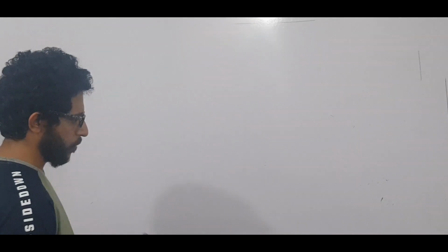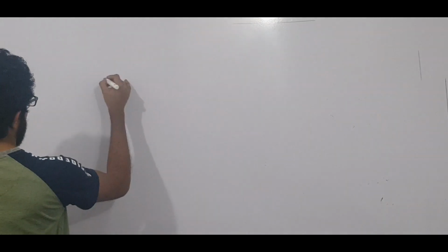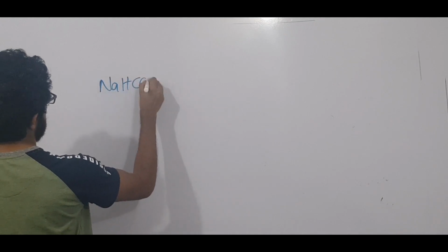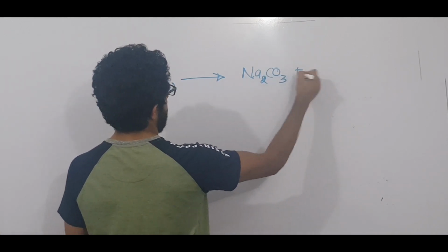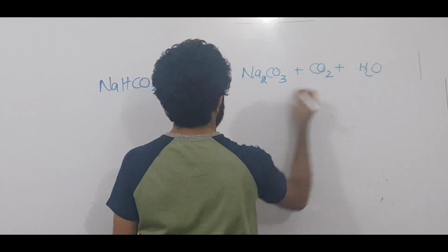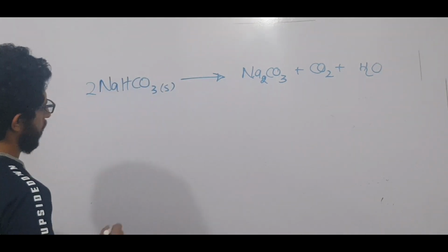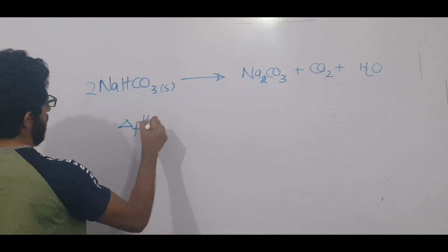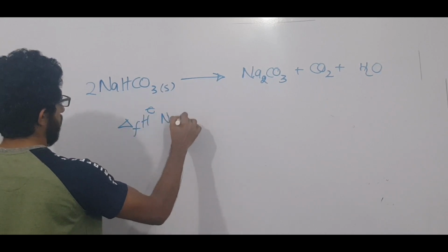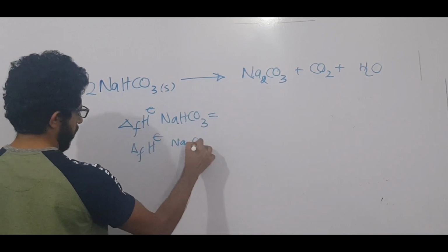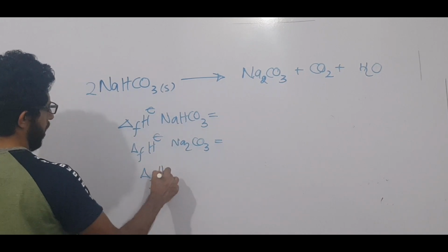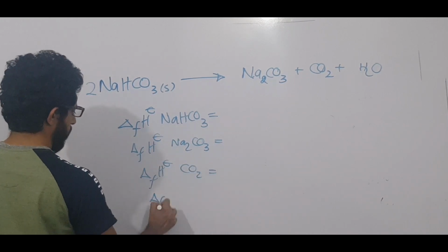If the formation enthalpy data is given, the first thing you have to do is write the chemical reaction. So let's assume this is a reaction you are given, and I'm going to find the enthalpy change of this chemical reaction. Sodium hydrogen carbonate is thermally decomposed to produce sodium carbonate Na2CO3 plus carbon dioxide and H2O. To balance this, we need 2 NaHCO3. So let's say you are given the formation enthalpy data: ΔfH standard of NaHCO3, the formation enthalpy of Na2CO3, the formation enthalpy of carbon dioxide, and the formation enthalpy of H2O.